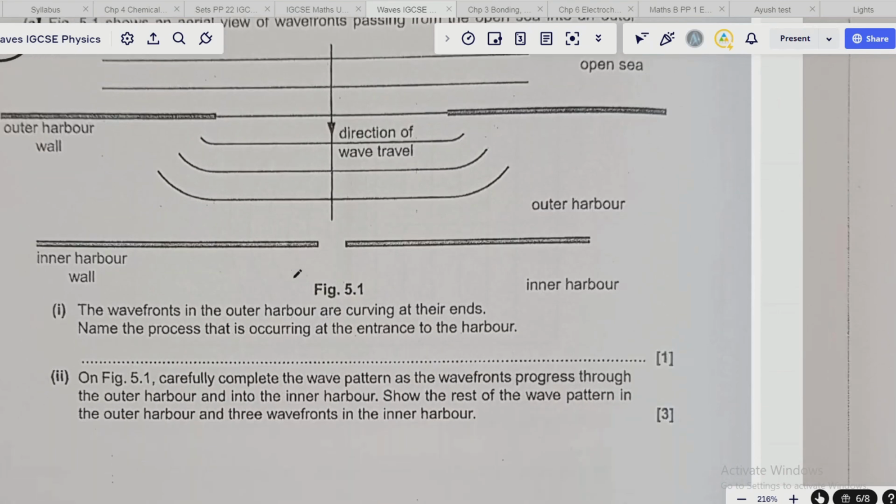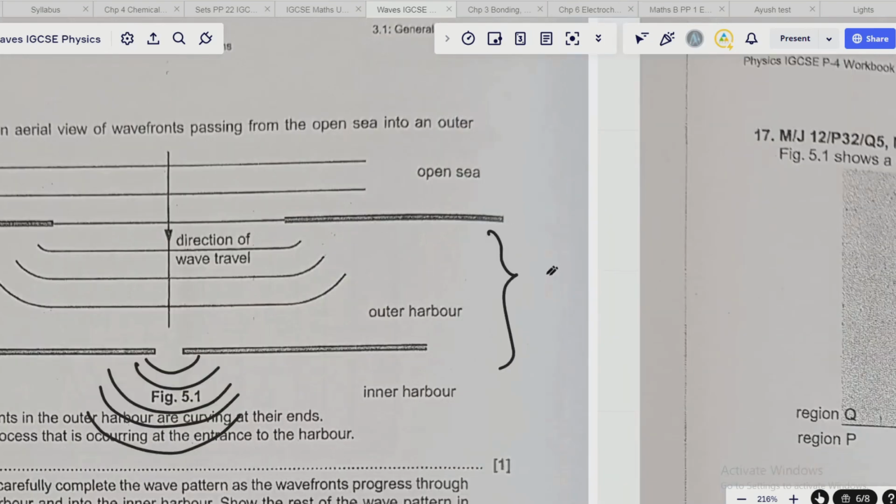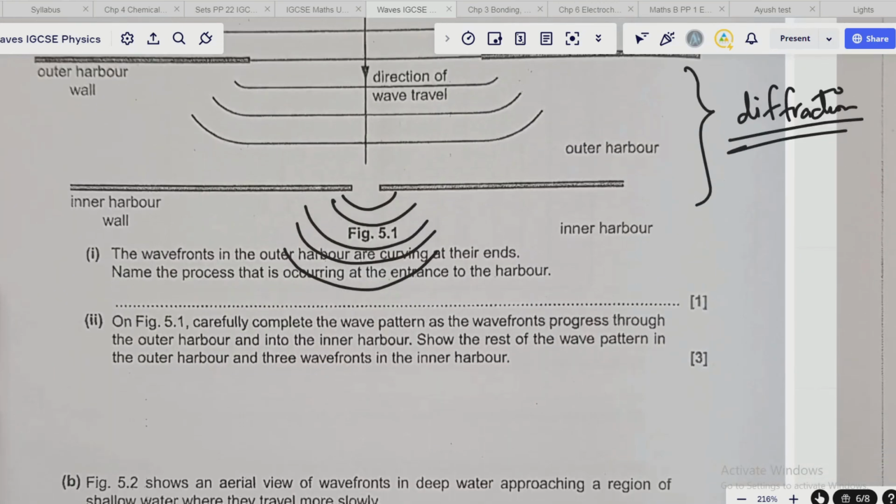Let me know if I make the diagram wrong. Okay, if I say that the waves are going to look like this, will I be correct or wrong? Right, because the curves will be more. Yes. So diffraction. Yes, this process is known as diffraction. Yes, the spreading of waves.